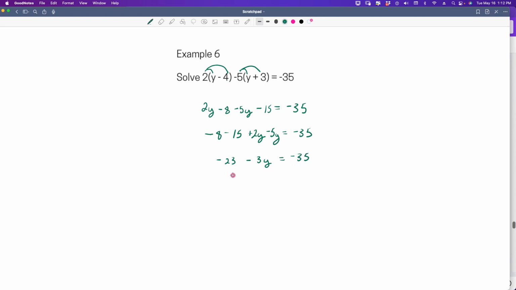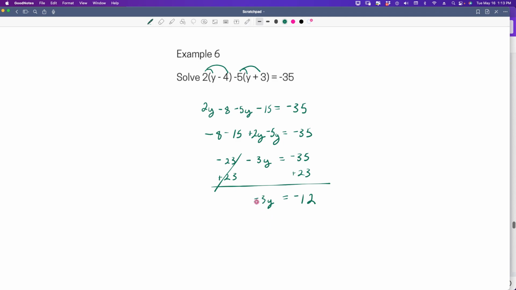To get rid of this negative 23, I'm going to add 23 to both sides, which would make this cancel. So I have negative 3y is equal to, that's going to be negative 12. Because the bigger number is negative, so you subtract when the signs are different. So this is going to be a negative 12.